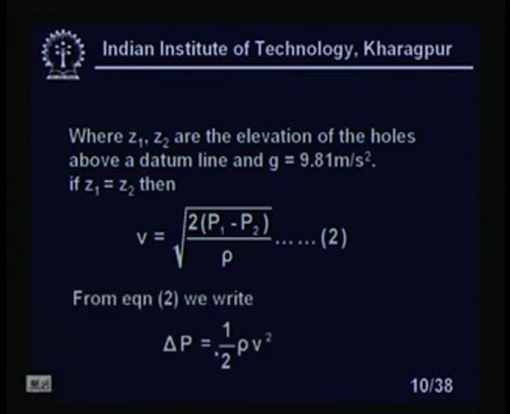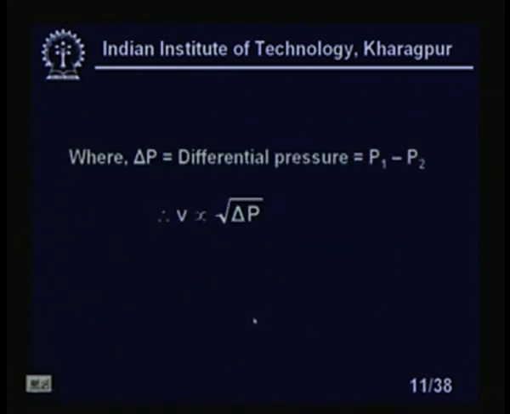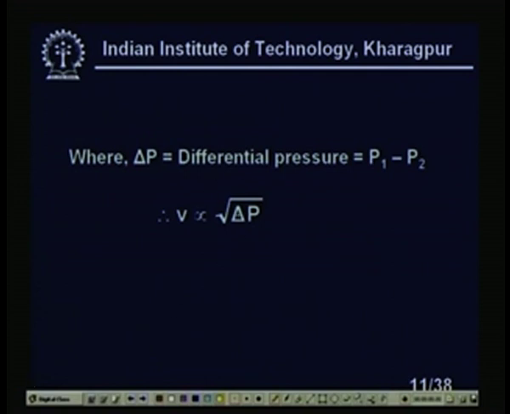From equation 2, we can write delta P equals V square into rho divided by 2, is it not? The differential pressure equals half of rho V square, where delta P is the differential pressure P1 minus P2. You can see this is the most important equation, accounting for all differential pressure flow meters: V is proportional to root over delta P, right. So if you calibrate delta P in terms of V, obviously there is a non-linear relationship, right.